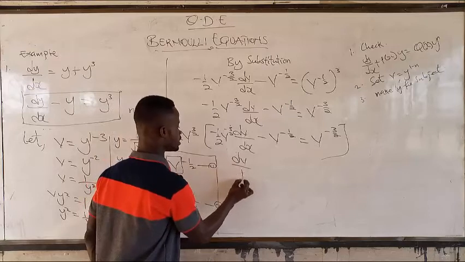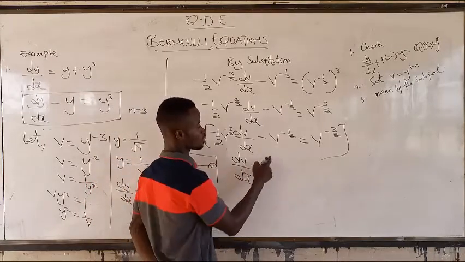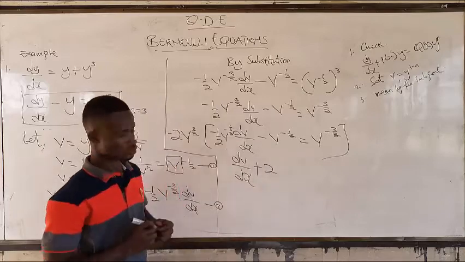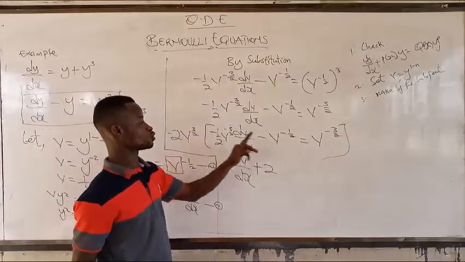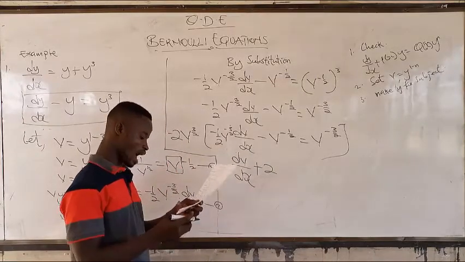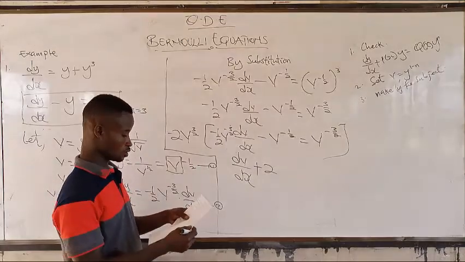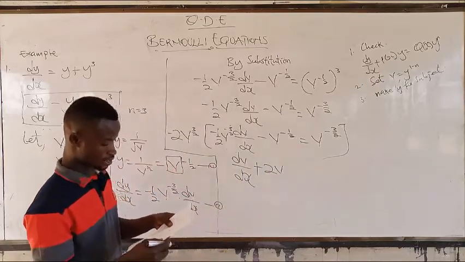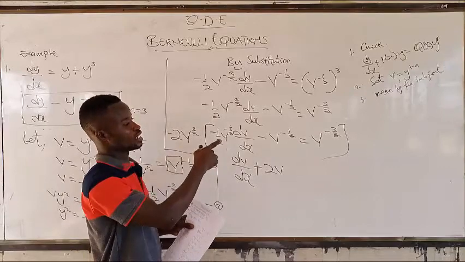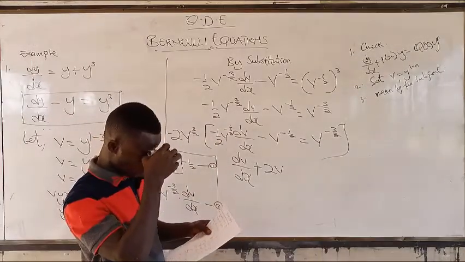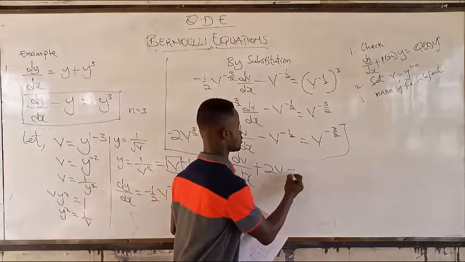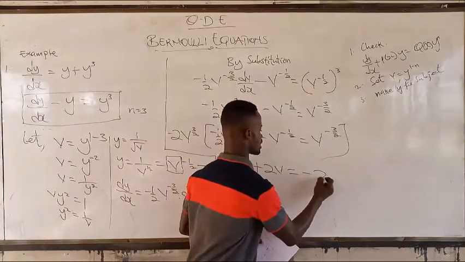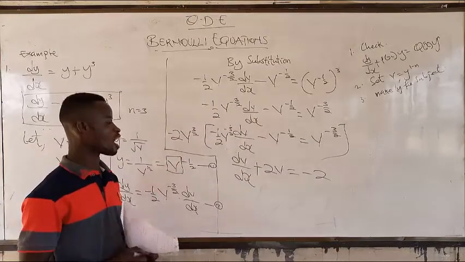So this becomes dB dS minus. Now with this, you know that this will make here plus, here will be 2. And when you add 3 over 2 to negative half, you are going to get V, because 3 over 2 plus negative half is 1. Very good. So we are going to get that place to be negative 2. Wow! I hope you can see what we have.